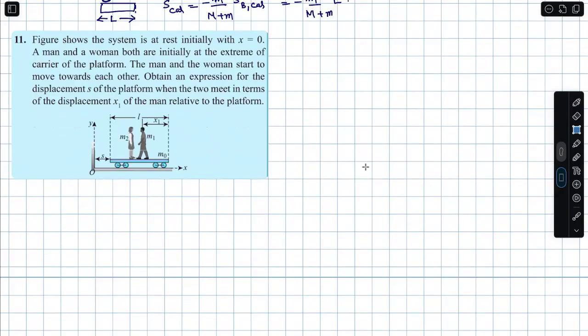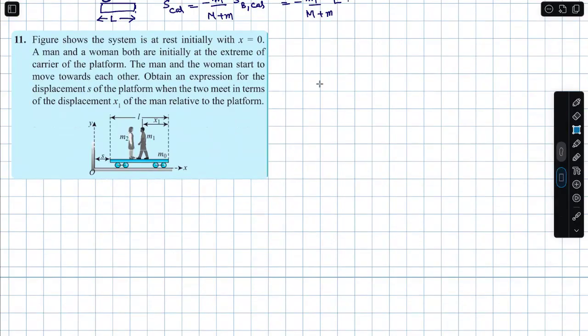The figure shows the system at rest with x equal to 0. A man and a woman both are initially at the extreme corner of the platform. This is the question we did earlier; I have done the same question. Obtain an expression for the displacement S of the platform when the two meet in terms of displacement x1 of the man relative to the platform.